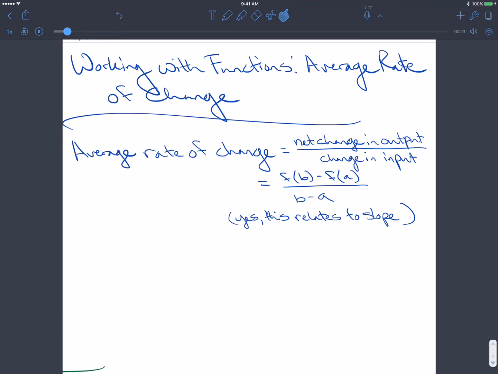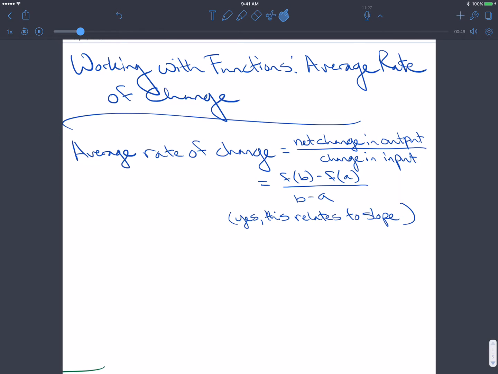So we did a little bit of this in Chapter 1, but we didn't really talk about it as average rate of change. So f of b minus f of a over the difference b minus a. It's your change in your y over your change in your x. And if you're familiar with the concept I put down there, yes, this does relate to slope. But we're not quite there yet.